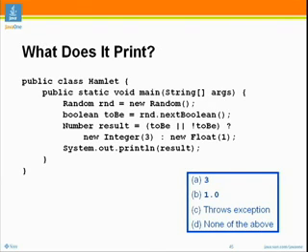So the question is, does this program print 3, 1.0, throw an exception, or none of the above? Put on your thinking caps.